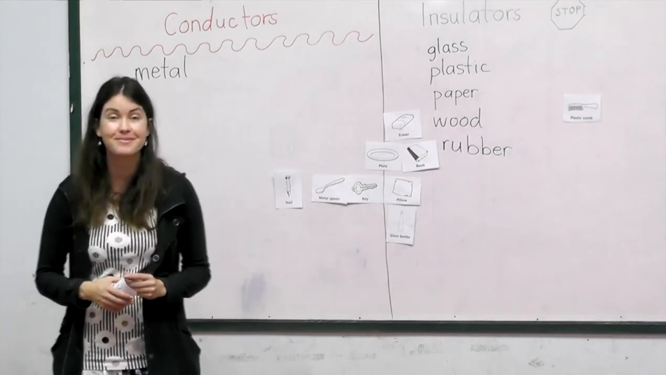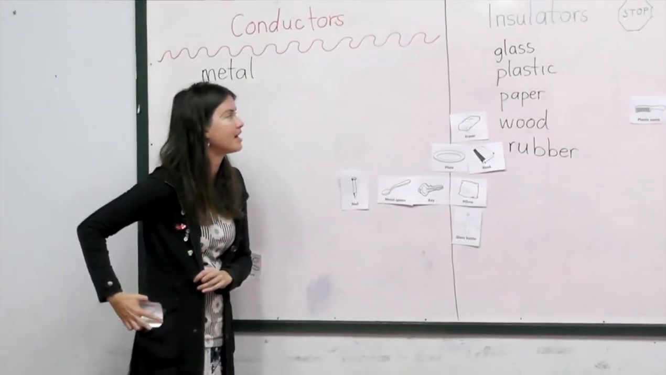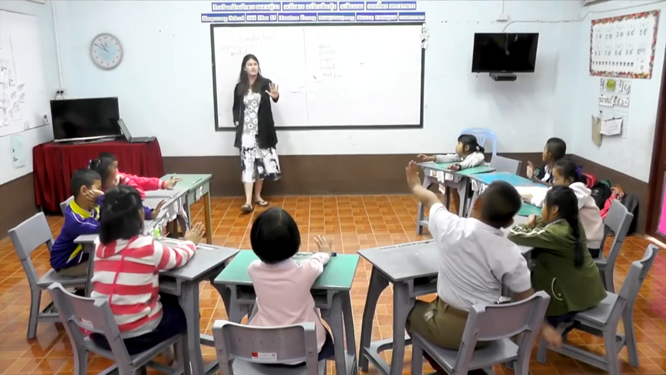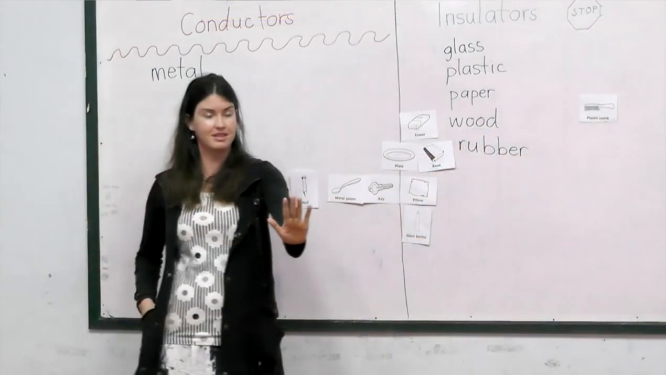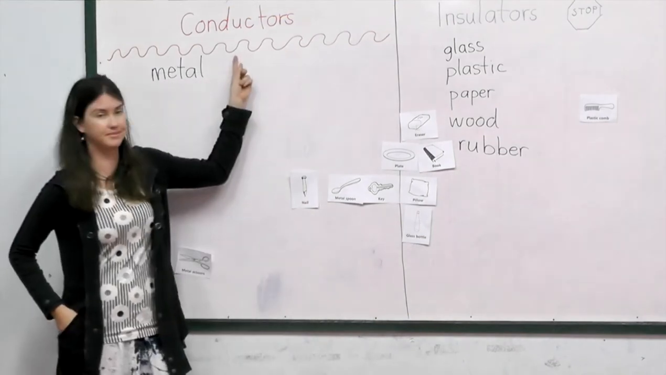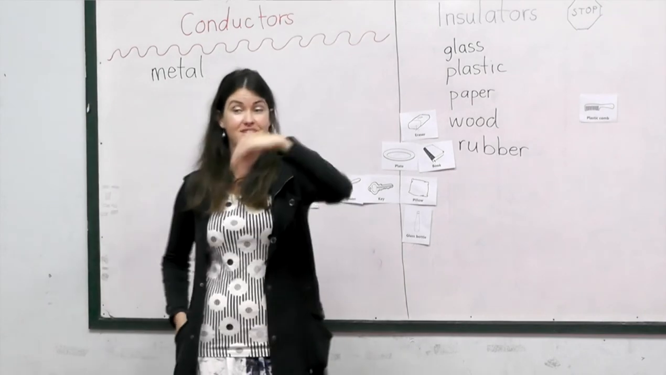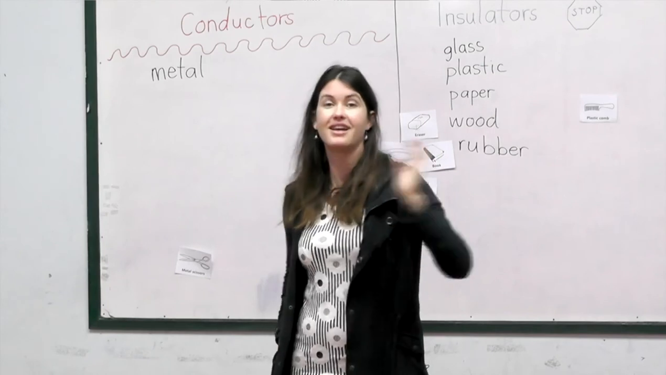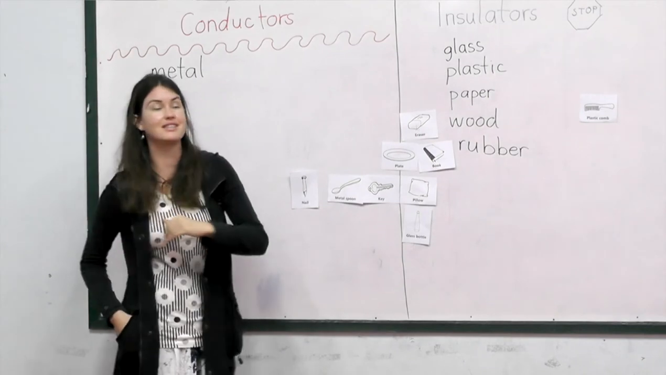So good job, friends. We have a few more cards, but we're just going to stop here so we can focus on a few at a time. So everyone show me insulators. Does an insulator let electricity move? No, it stops that electricity. What about a conductor? Does a conductor let electricity move? Yeah. Good job. A conductor lets that electricity move.